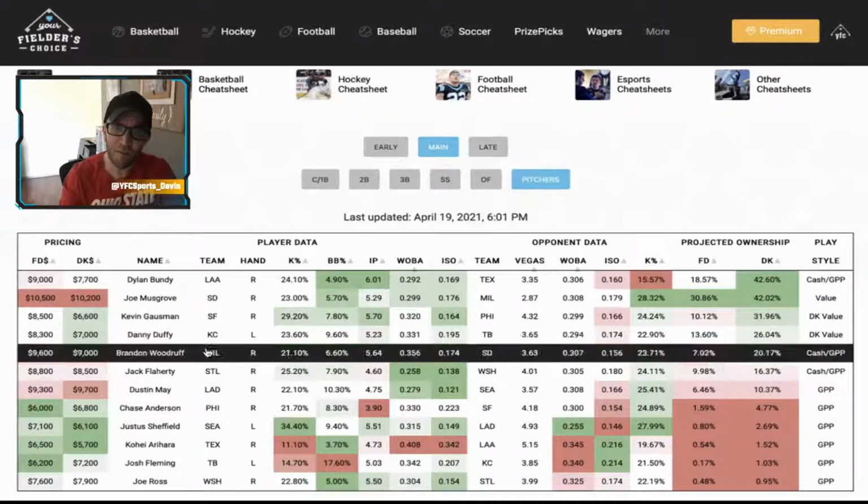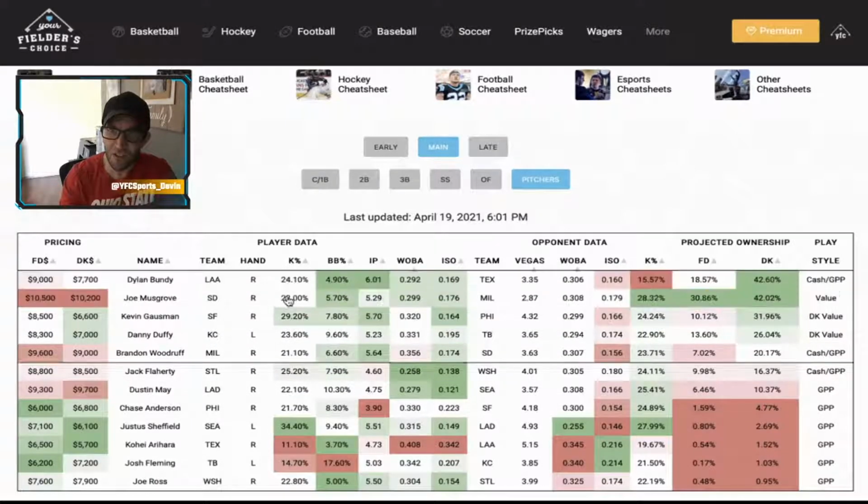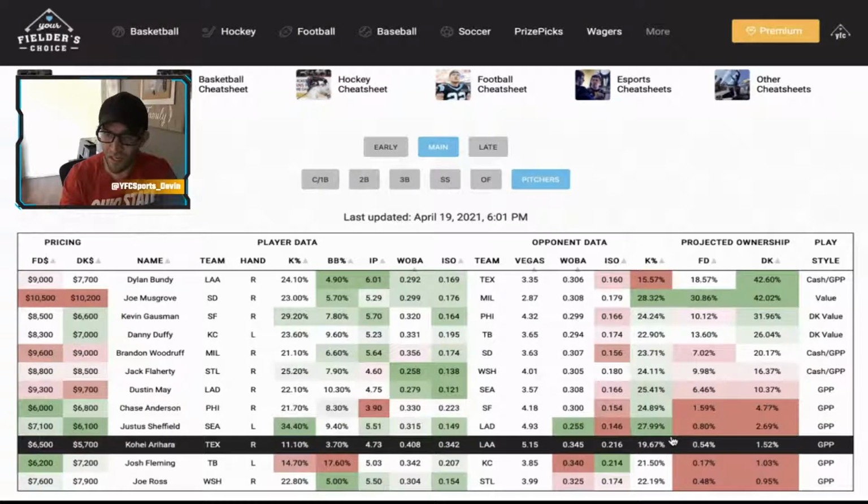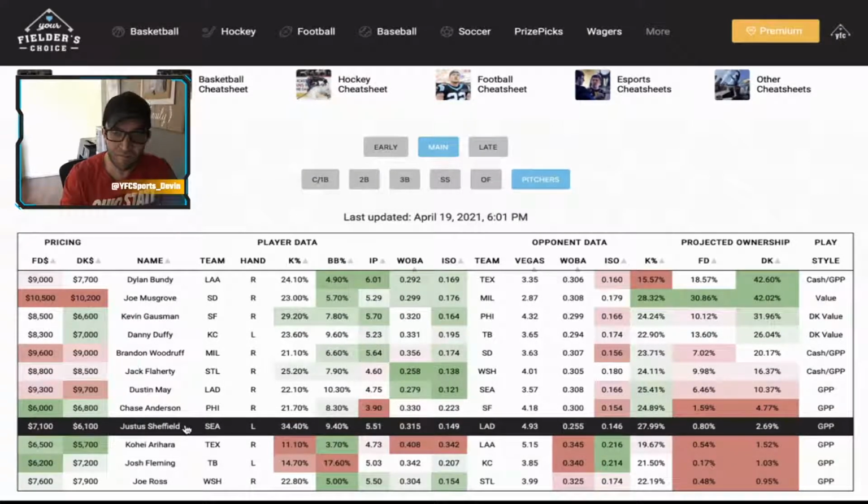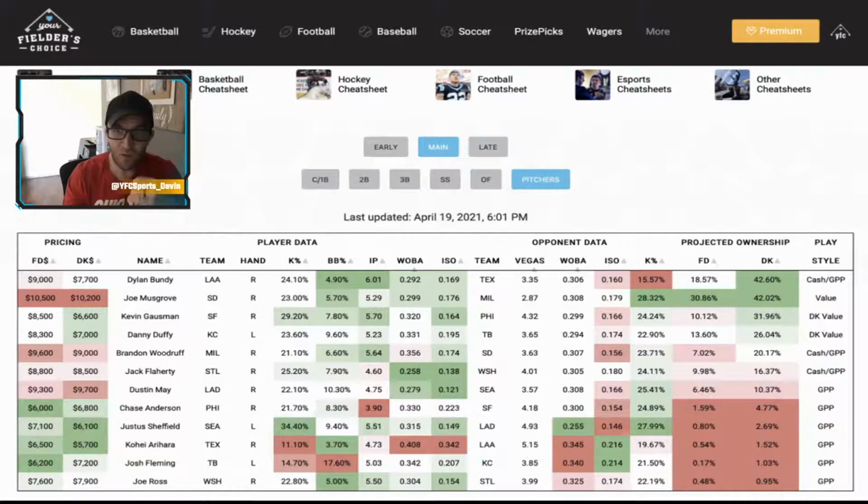If you're looking for GPP plays, what I like to do a lot is look at this K rate, and look at the opposing K rate. So you can see Justice Sheffield. This is a terrifying matchup with LA, but they do K a bit, so you have some upside here. Potentially, again, it's LA. I'm not going out of my way to ever target against them, but that's some of the things you're looking at.